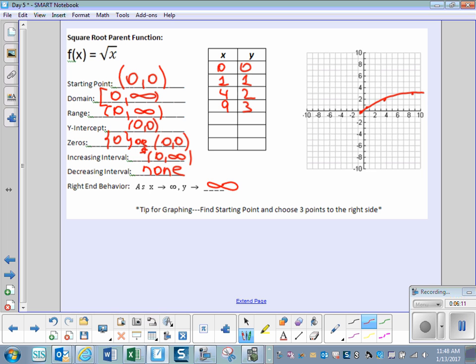Questions about this? Do I have to go through the rest of the table? No, because the rest of the table is outside of my graph. I can, but it doesn't matter. Okay, so whenever I have not the parent function but a transformed function, the tip for graphing is to find that starting point and then choose a few points to the right of it, the good ones.